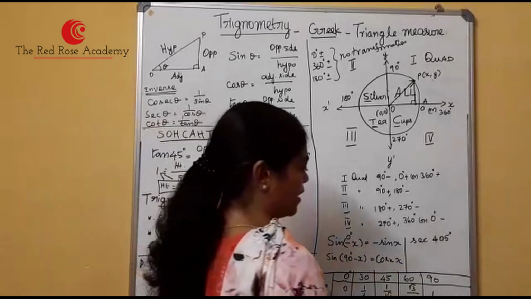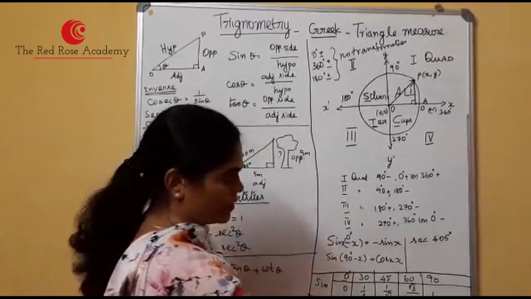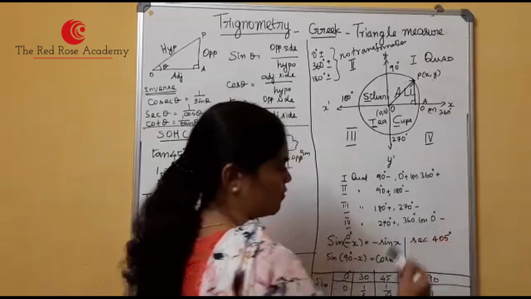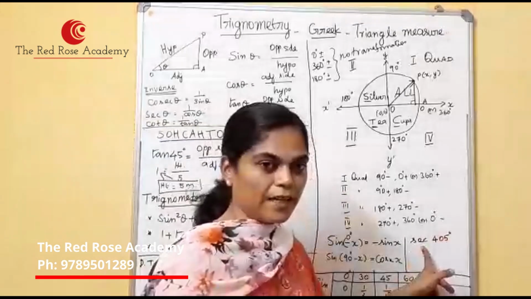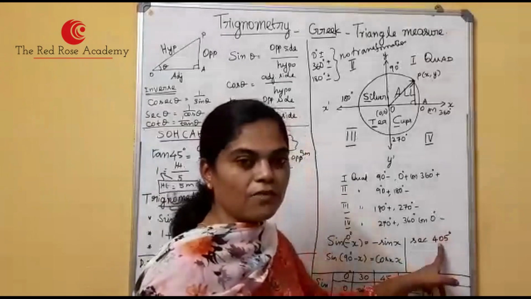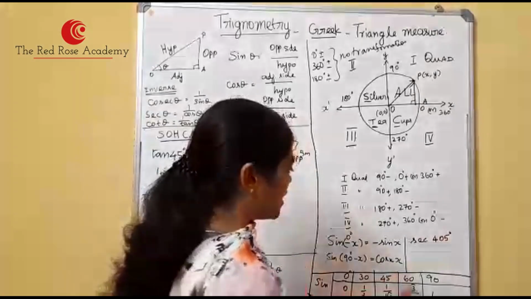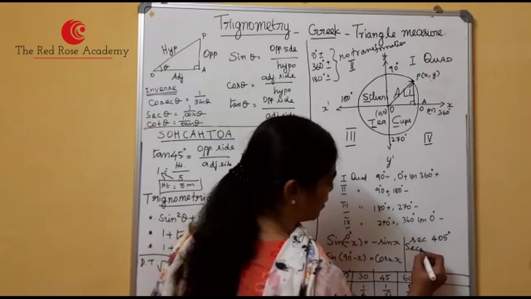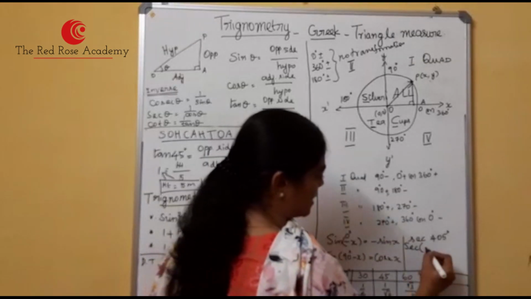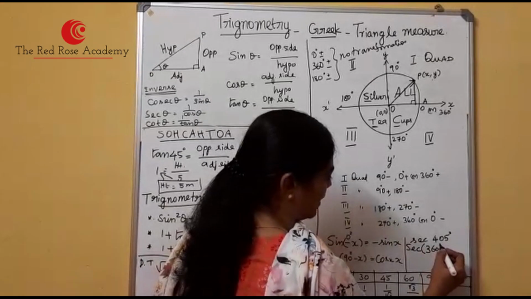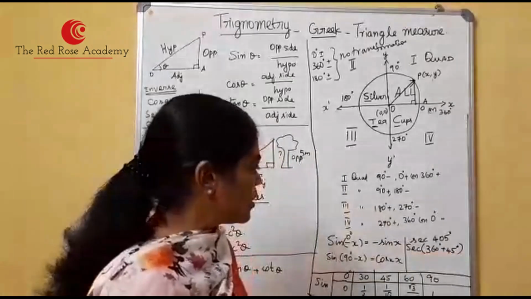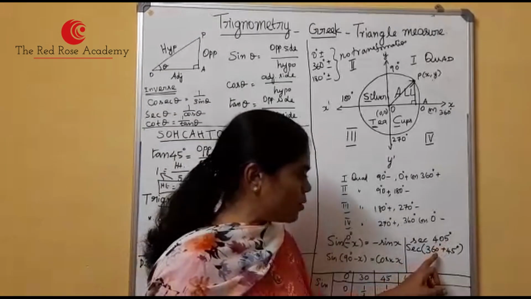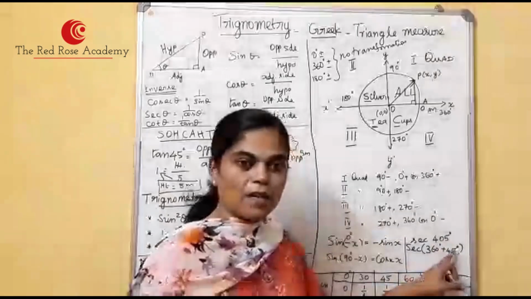Suppose you are given an angle beyond 90 degree. See here, secant 405 degree is given. If you wish to find the value of secant 405, first you have to split this 405 degree into two parts. Secant 405 degree should be split up into 360 degree plus 45. Can we split like this? Okay. So secant 405 is now split into 360 plus 45.